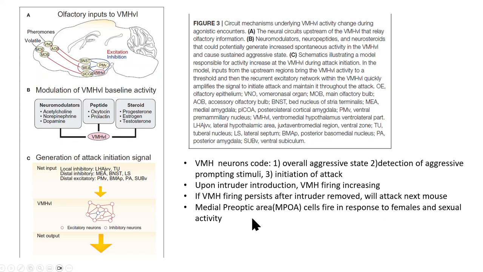Now, interestingly, the medial preoptic areas fire in response to females. And again, this is in rats. So it might be the two together, medial preoptic area and VMH working together, that transform it from aggressive behavior into normal sexual behavior.